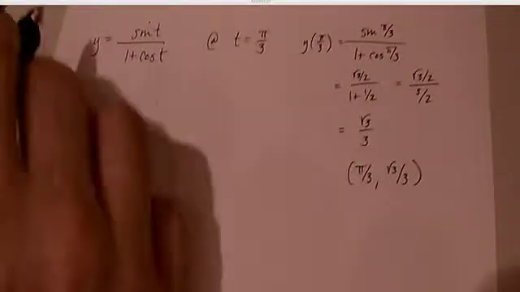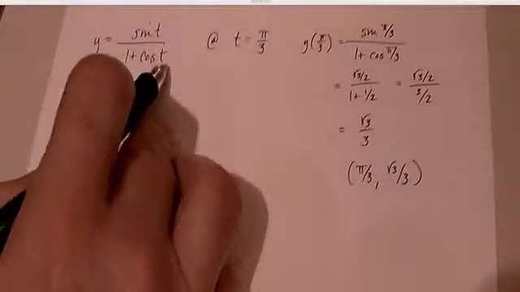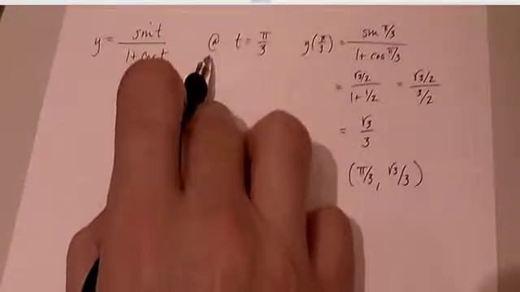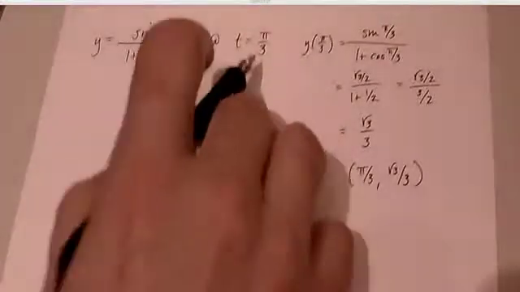What we have right here is we were given a function, y is equal to sine t over 1 plus cosine t, and we wanted to get the equation of the tangent line at t is equal to pi over 3. Okay, well, at that point we need to go ahead and plug it in.